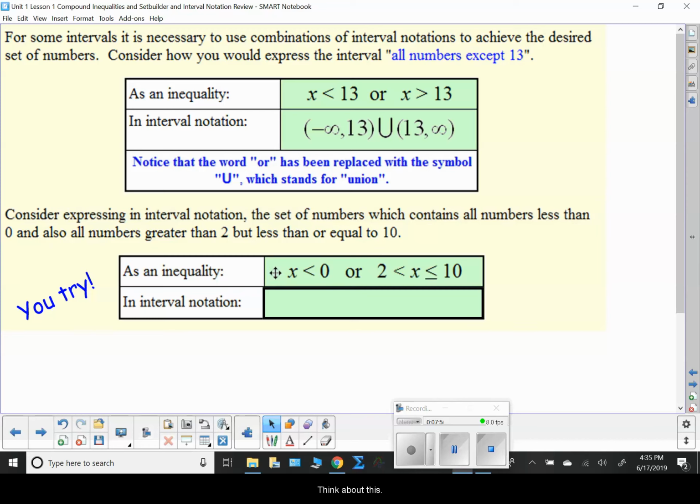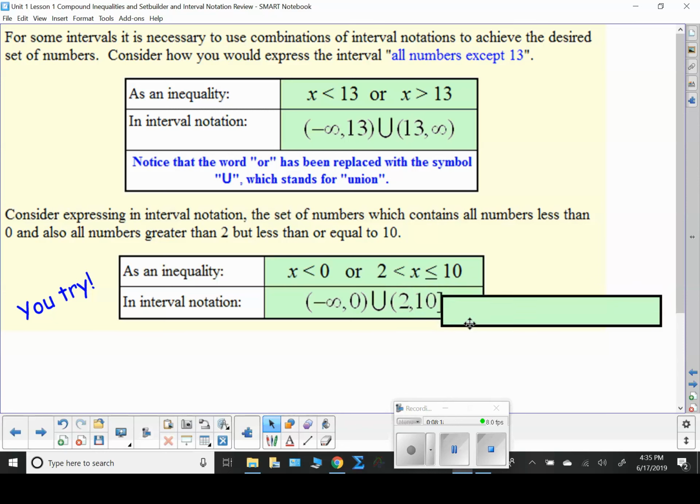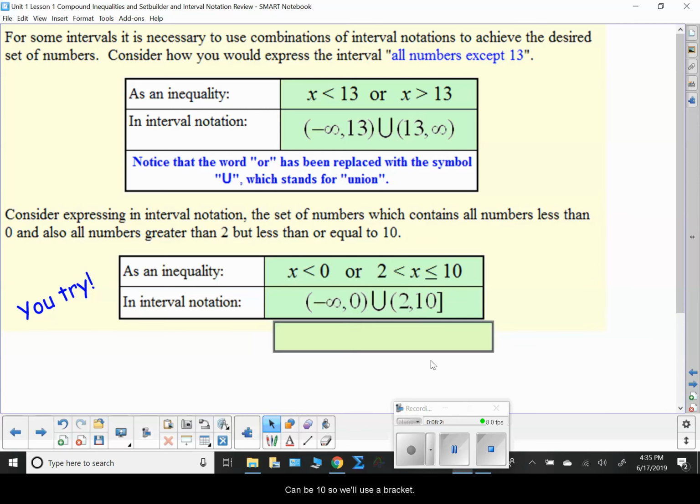If you think about this, in interval notation, we're coming from negative infinity to x, and then we're coming up to 0. So therefore, we've got negative infinity to 0. The or is our U. Then we have a 2, but x can't be 2, so we should use a parenthesis. And then it goes up to 10, and oh, it can be 10, so we use a bracket.